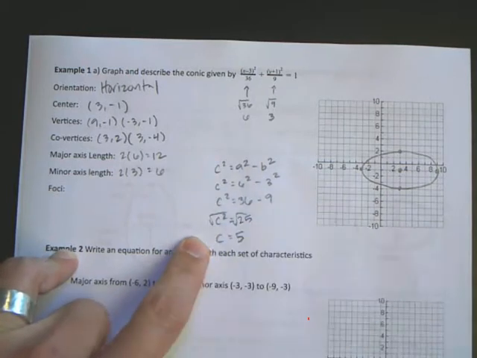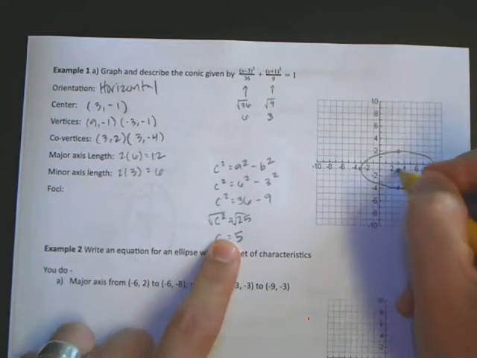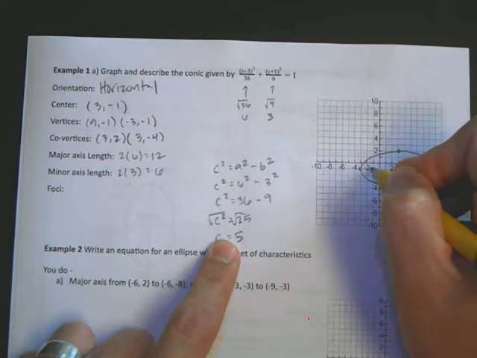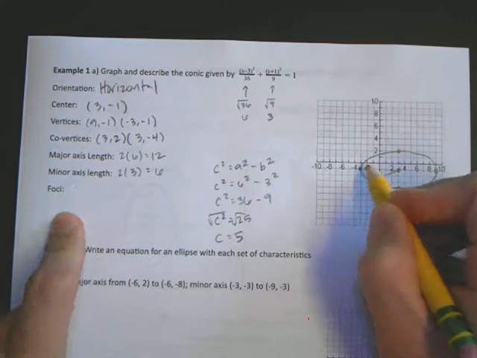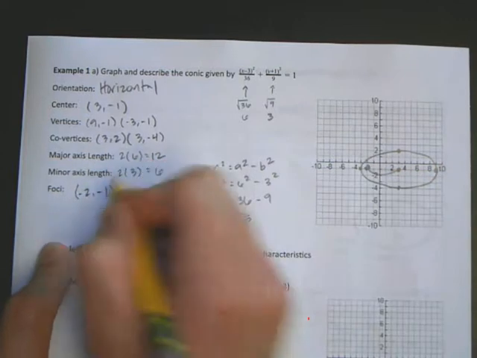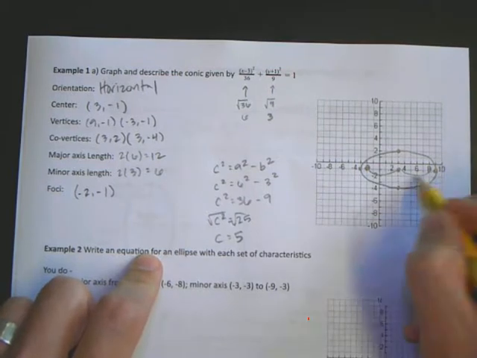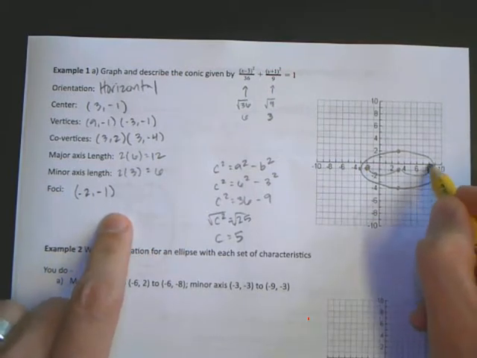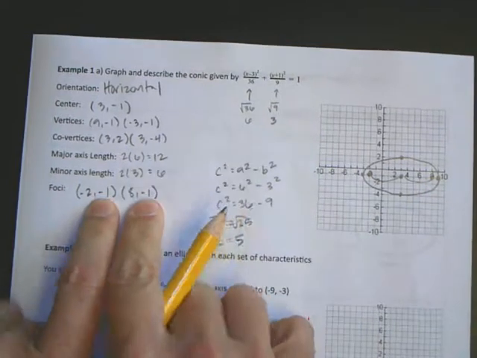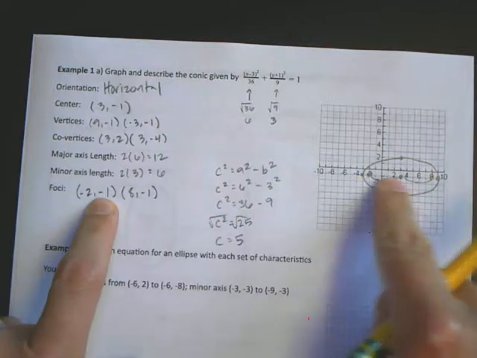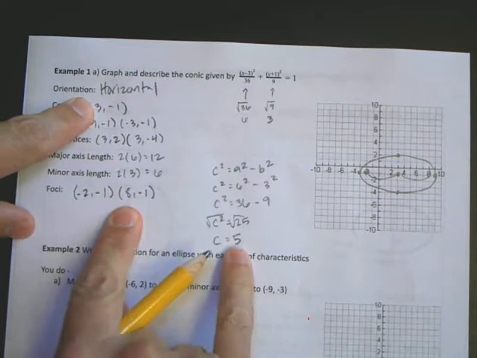Now again, that is not our focus. That is the distance from the center. 1, 2, 3, 4, 5. There's our c value, so there's our focus. Negative 2, negative 1. And then again, 1, 2, 3, 4, 5. There's our focus there as well. Positive 8, negative 1. So good connections. The y value is still the same as the center because they're still on this horizontal line. But negative 3 plus 5 is 8, and negative 3 minus 5 is negative 2.